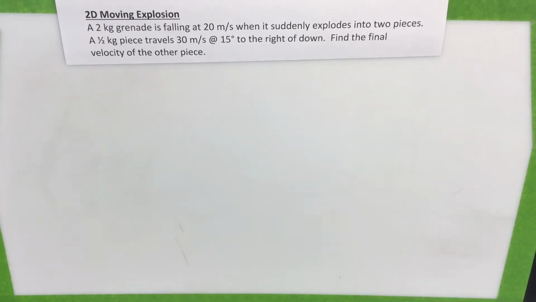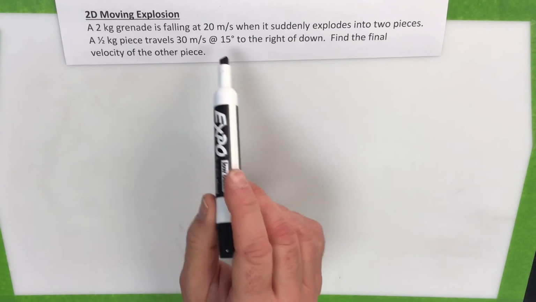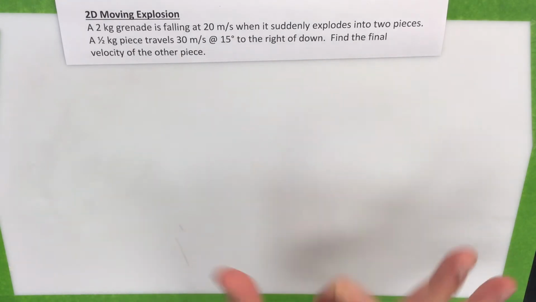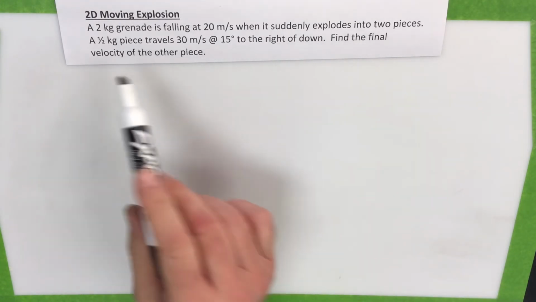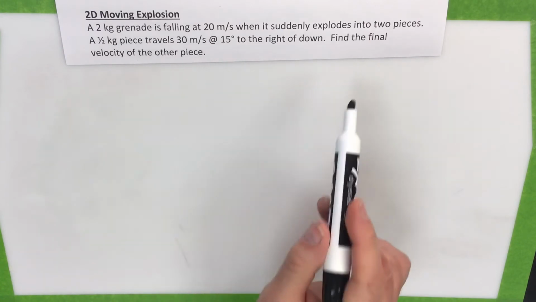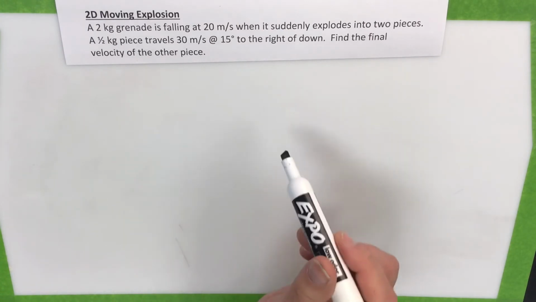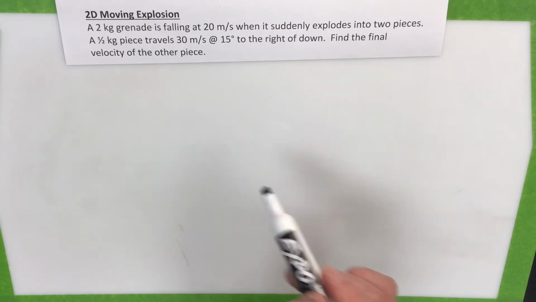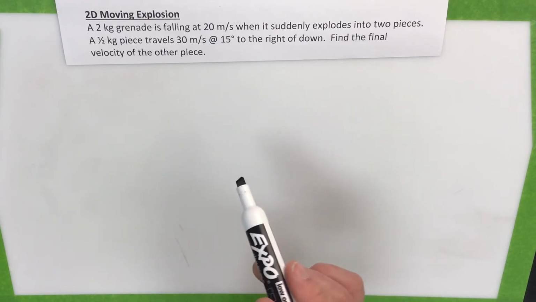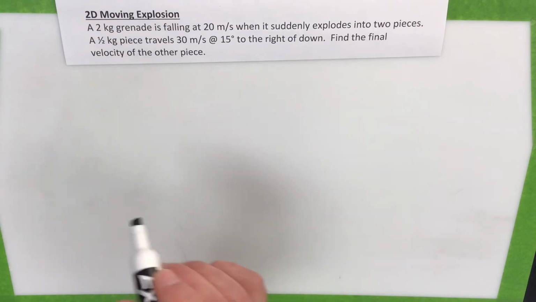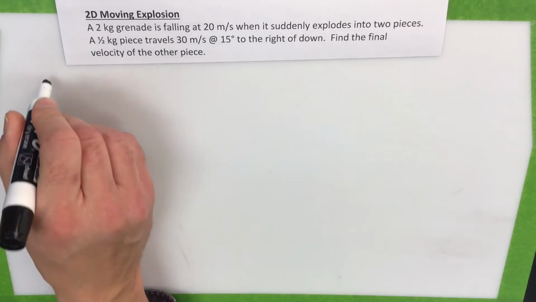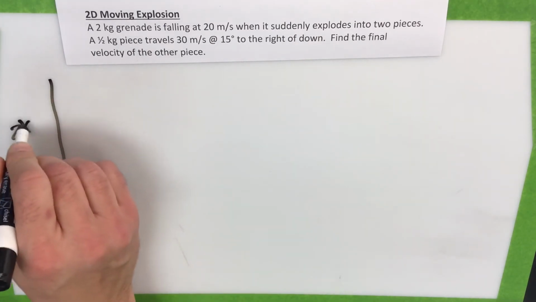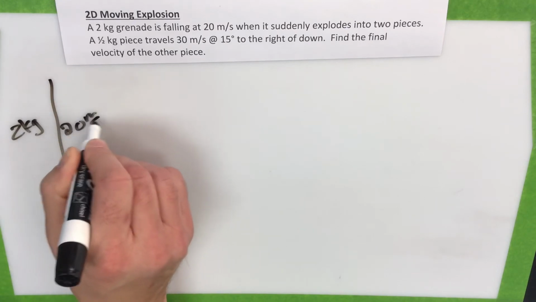Here's a fun one. 2 kilogram grenade falling at 20 meters per second. Suddenly, it explodes into 2 pieces, moving before, 2 separate pieces moving afterward. Algebraically, this one is a difficult problem. It's a solve and substitute thing. Not too easy. Anyway, you start out with a 2 kilogram grenade falling at 20 meters per second. So here is your 2 kilograms and 20 meters per second.